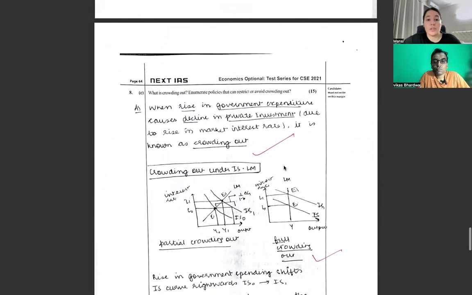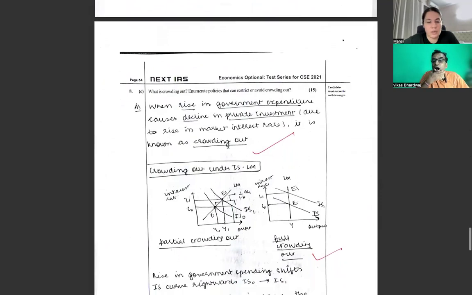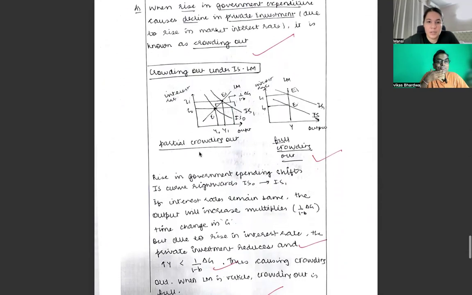Next is the crowding out effect. When a rise in government expenditure causes a decline in private investment due to a rise in the market interest rate, it is known as crowding out. And then the graphical representation, partial and full crowding out.